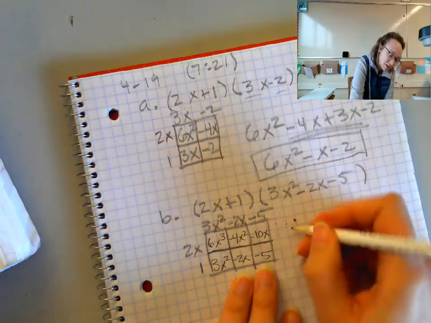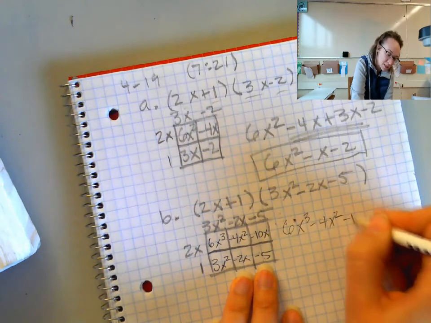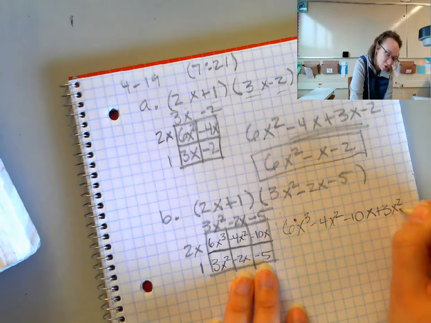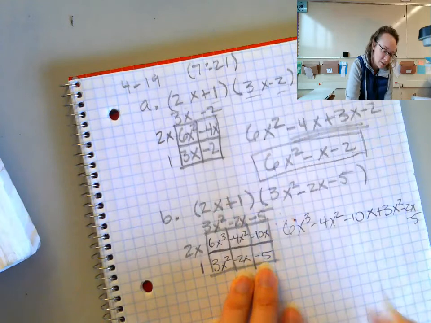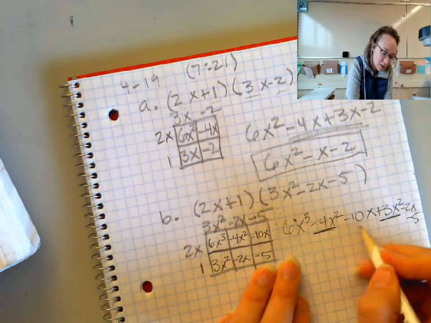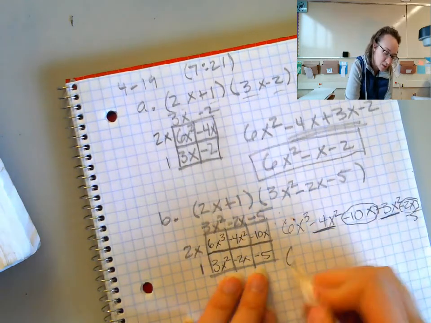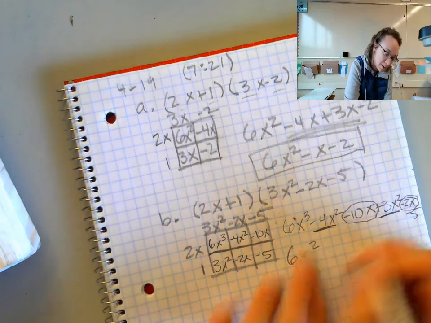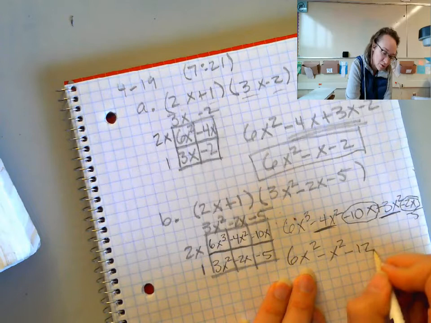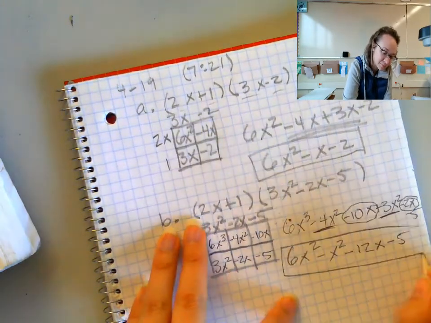And then I have to simplify this. So 6x cubed minus 4x squared minus 10x plus 3x squared minus 2x minus 5. So stuff that can be combined: 3x squared minus 4x squared and the negative 10x and the negative 2x. So 6x cubed and then minus x squared minus 12x minus 5. Like so.